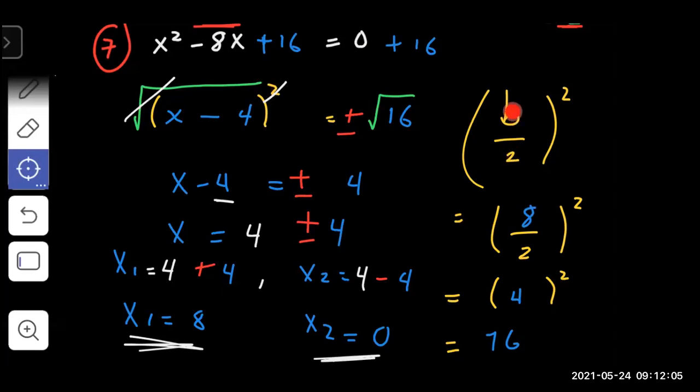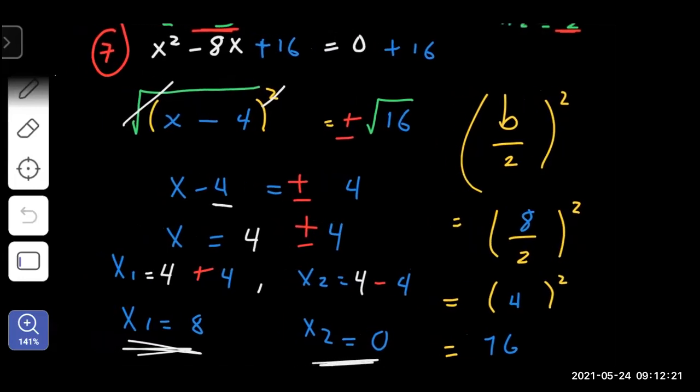How do we complete the square? By using this tiny formula: B divided by 2, all squared. B over 2 squared. And we add the number on either side. If you add it on the left, you have to add it on the right one.